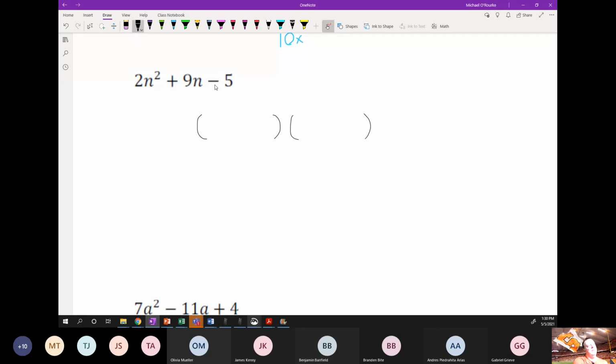So if you look here, we have a negative sign right here. So what does that tell you? What's our signs going to be in here? A positive positive, a positive negative, or a negative positive? Or a negative negative, sorry.